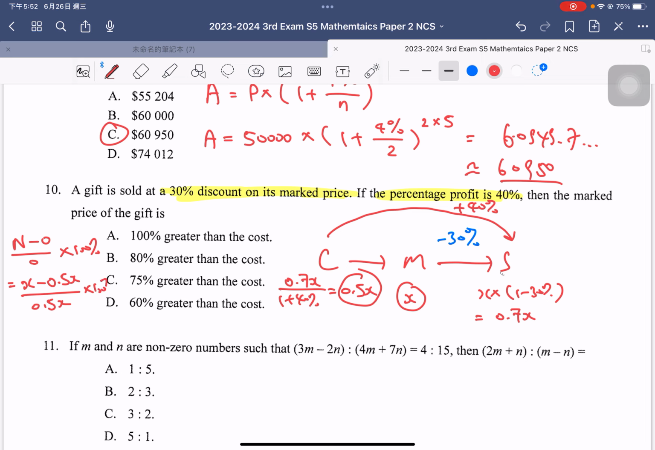Times 100%, so that's going to be equal to 100%, because x minus 0.5x gives you 0.5x, and then 0.5 divided by 0.5 is just 1. So 1 times 100% is still 100%, so the answer should be A.